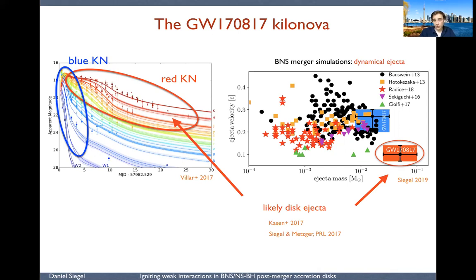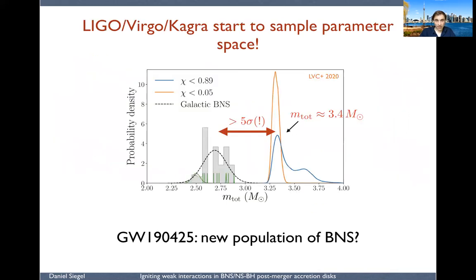However, LIGO is now starting to sample the binary neutron star and neutron star black hole parameter space and making all sorts of interesting discoveries. I'm very much looking forward to O4 with probably lots of surprises awaiting us. Just to point out this recent event, GW190425, if it was actually a binary neutron star, would represent an outlier by over 5 sigma from the galactic double neutron star population. That's a very interesting object with a total mass around 3.4 solar masses or so. So there are definitely surprises awaiting us, and unfortunately so far without electromagnetic counterparts, but that will hopefully change in the future.